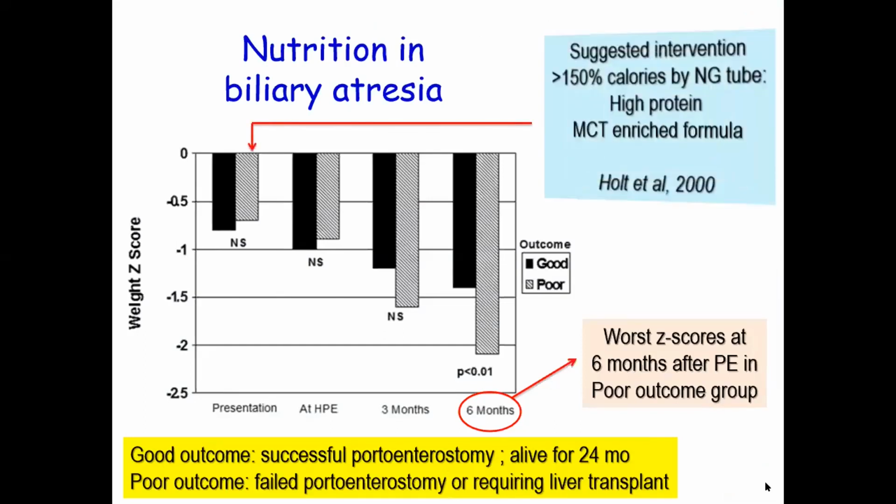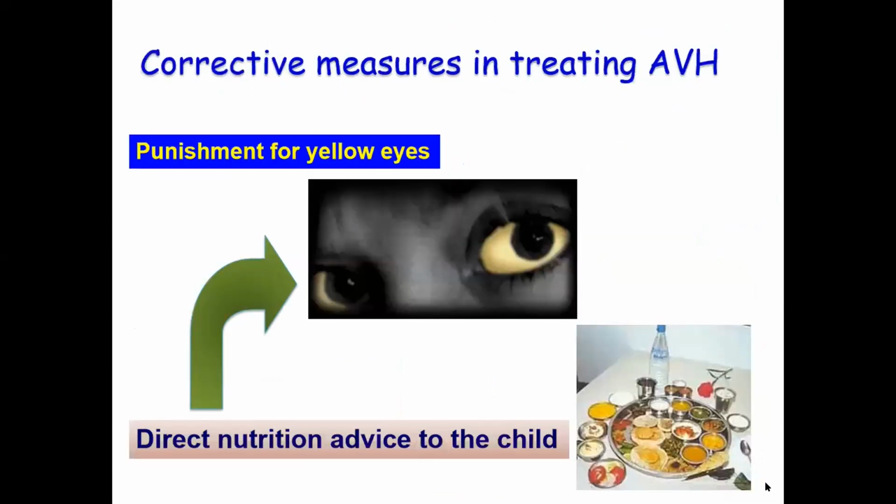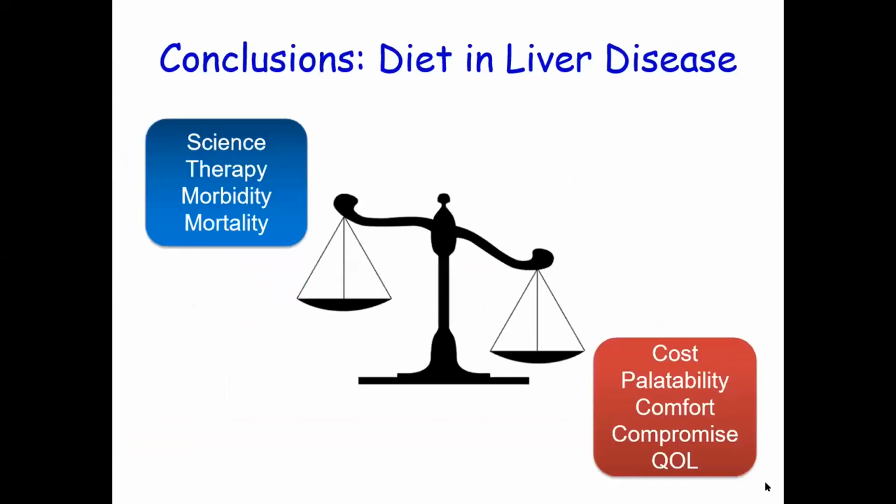Sure. So this is the last slide I will show, and this is acute viral hepatitis. There are lots of taboos, and it's up to us to break that taboo. You should give proper nutrition during acute viral hepatitis, a wholesome diet, no restrictions, liberal fat and masala eating.